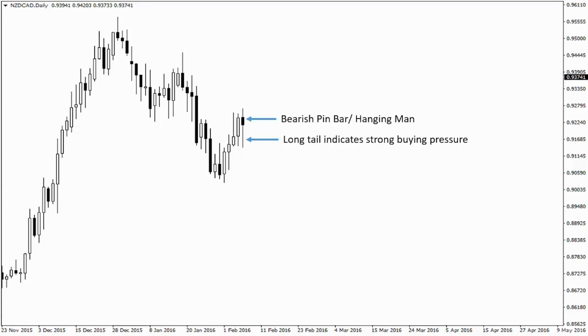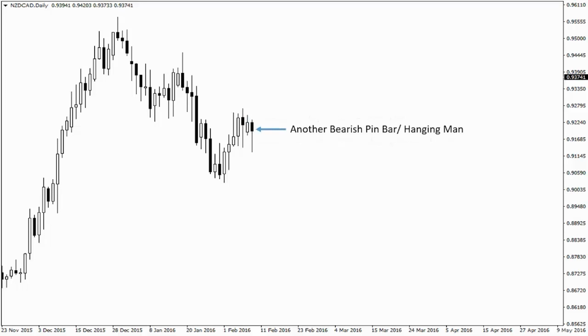Rather, we should just wait for another strong bearish candle to confirm the upcoming strong bearish momentum on this downtrend market. So if we wait for the next few candles to form, then you can see that another bearish pin bar or hanging man candle has appeared right after the previous bearish pin bar.